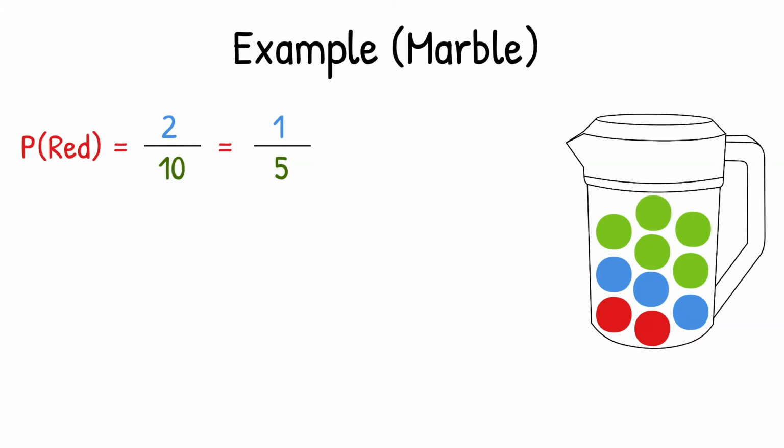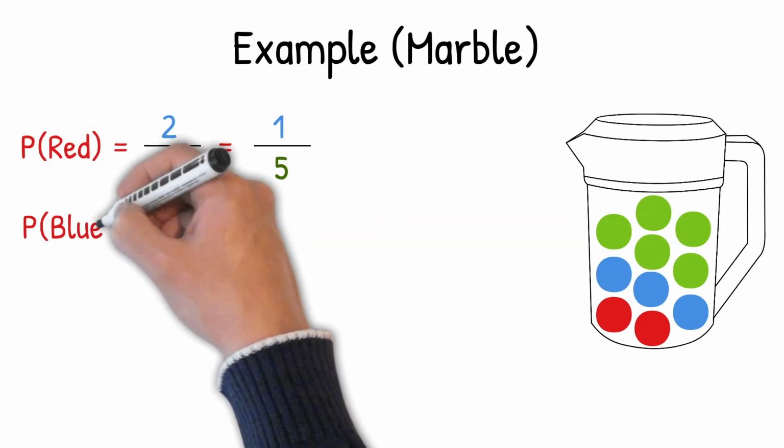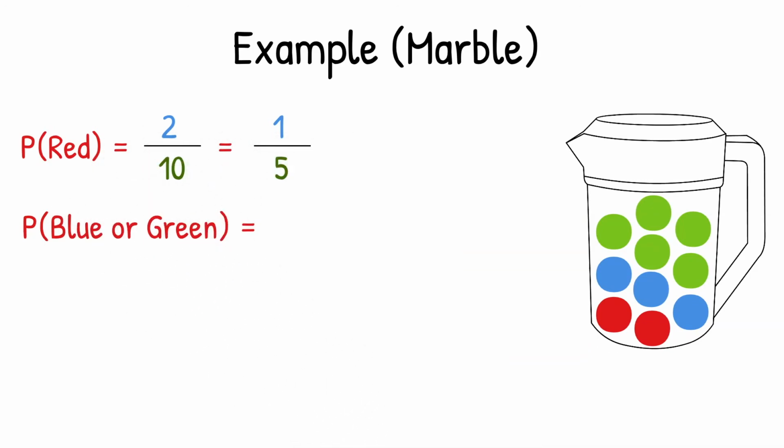Now calculate the probability of a marble to be blue or green. Probability of a marble to be blue or green equals the number of blue marbles plus the number of green marbles, which is 3 plus 5, over the total number of marbles, which is 10, equals 8 over 10. Just simplify. 8 over 10 equals 4 over 5.